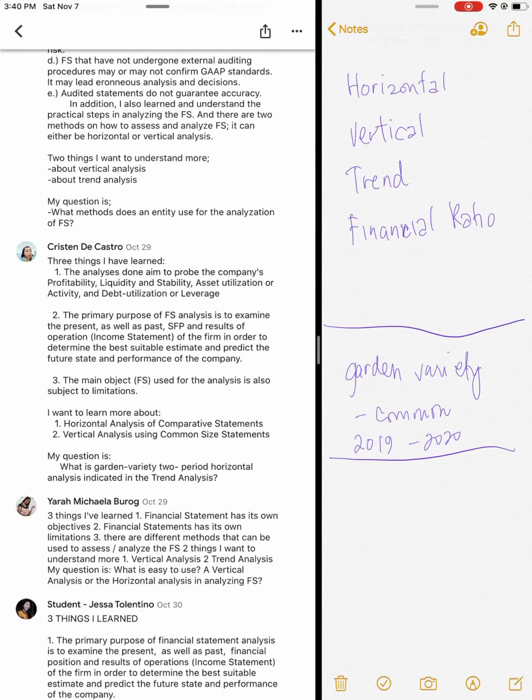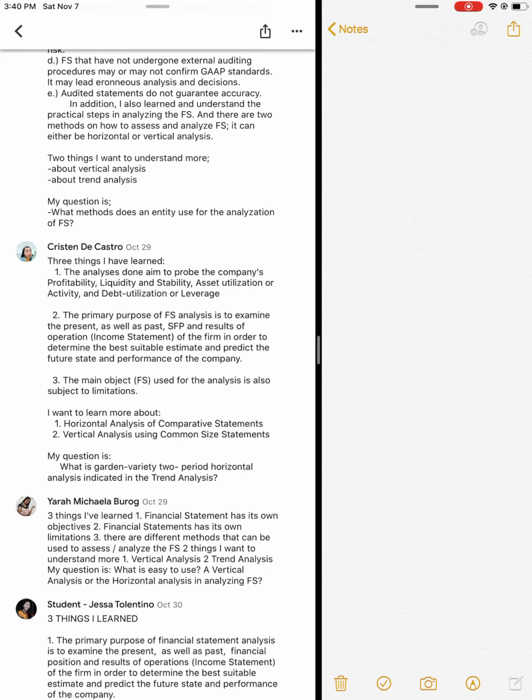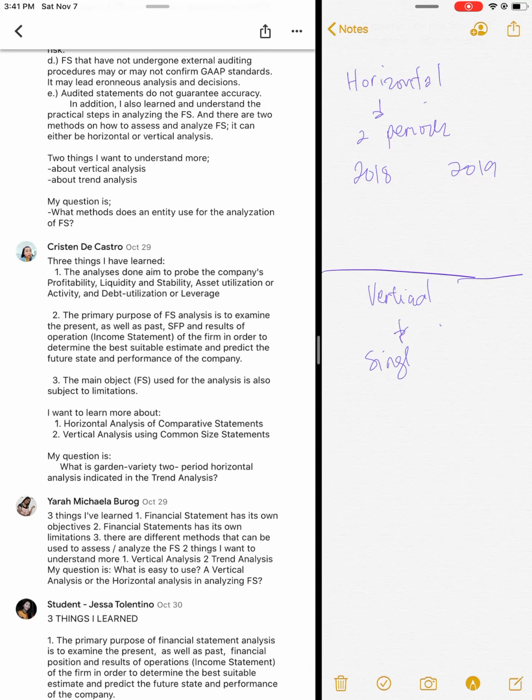Question from Yara. What is easy to use, a vertical analysis or the horizontal analysis in analyzing financial statements? So, to answer that first, pag sinabi nating horizontal analysis, we are comparing 2 periods. Okay, so let us say that's 2018 and 2019. Pag sinabi nating vertical analysis, what we are analyzing is a single period. Let us say 2019.